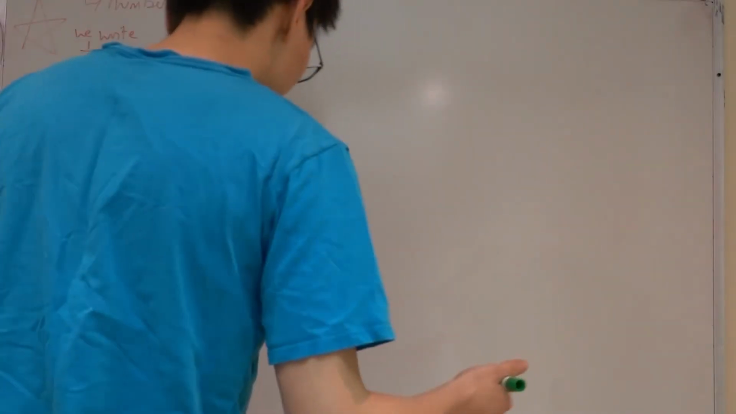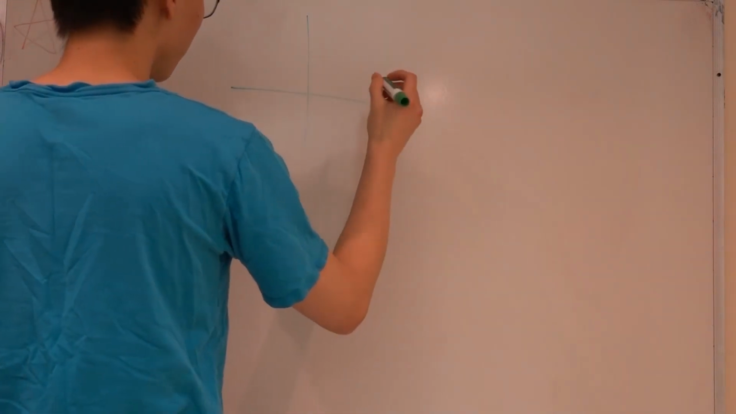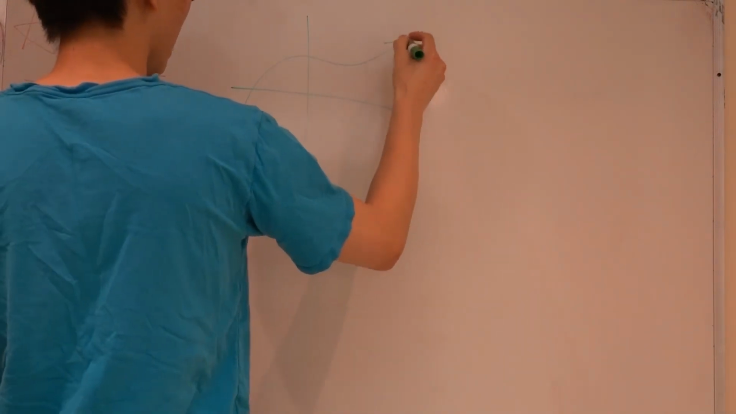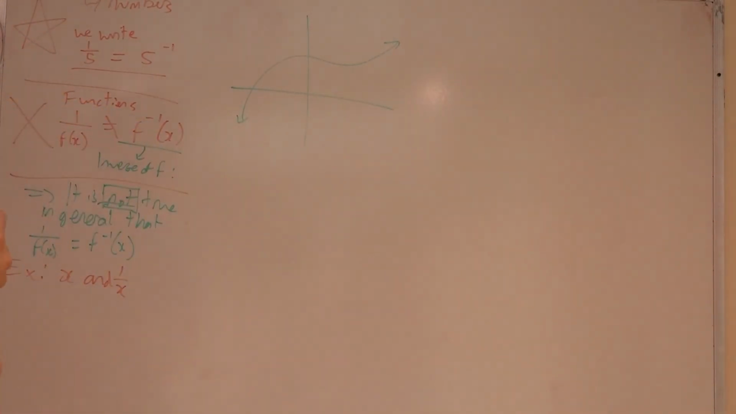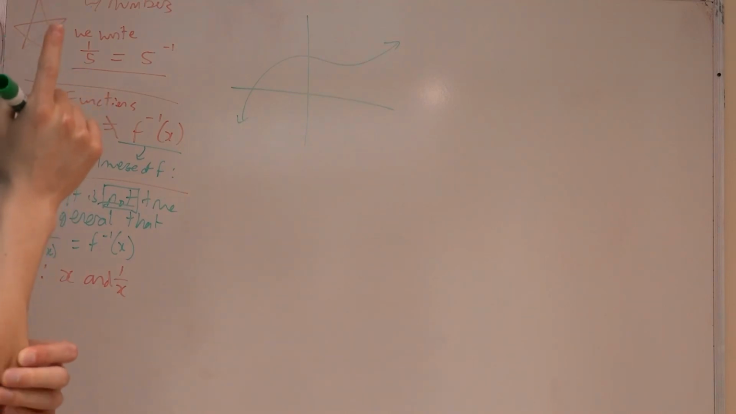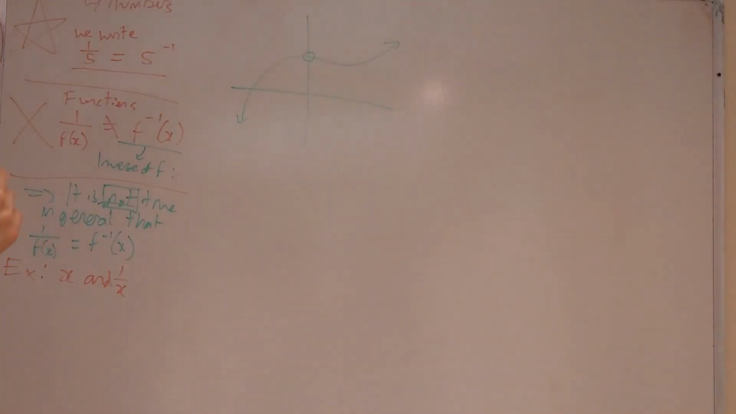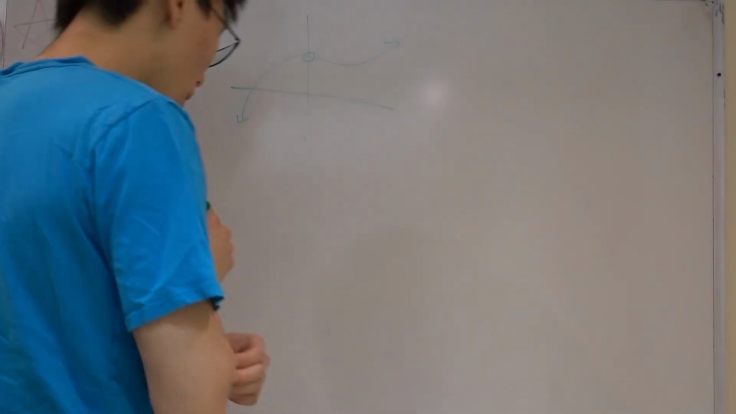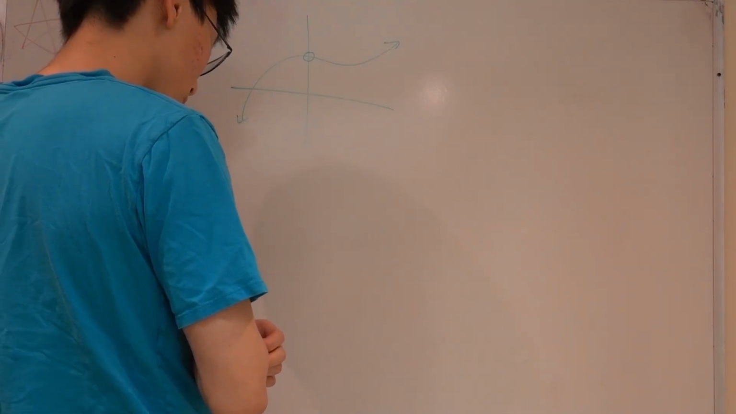So for example, let's take a graph, and maybe it does something like that. And we want to figure out what its reciprocal function is. The first thing I'm going to think about is this point right here. And why do I want to think about this point? Because, no, I don't want to think about the point.